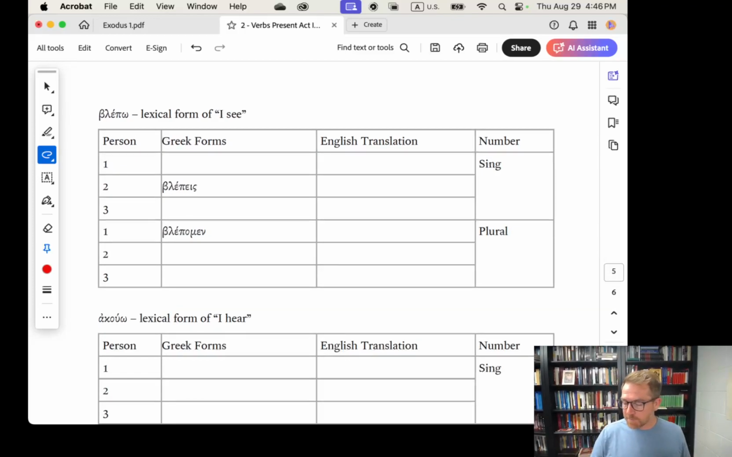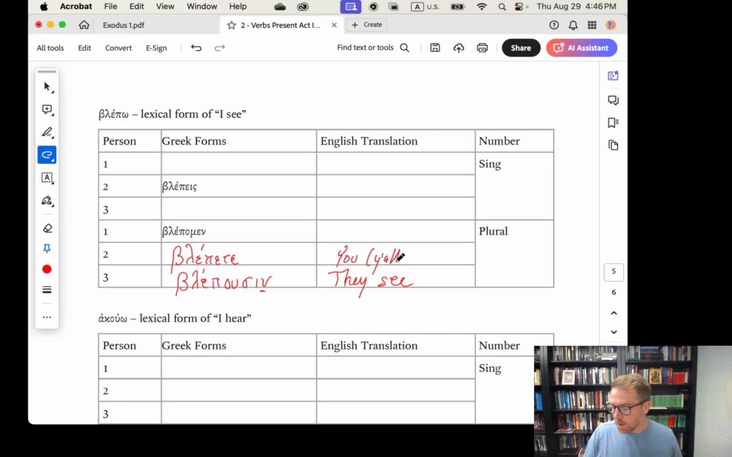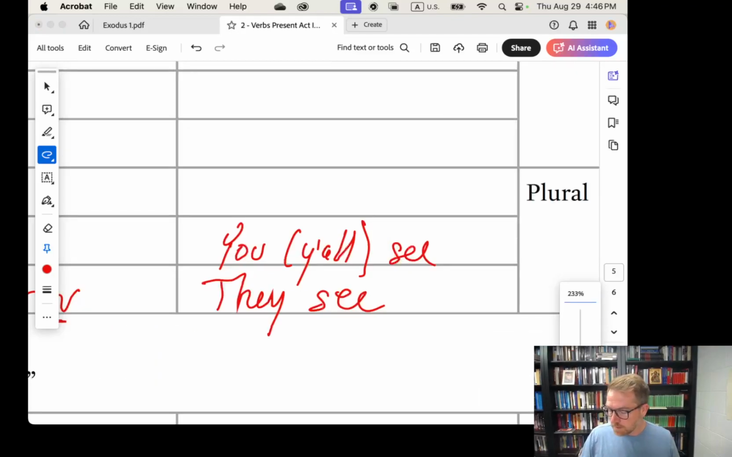Now instead of starting at the top and going down, it's helpful to start at the bottom. So third person plural, they see. That would be blep-usin. Sometimes it has the nu on there. Blep-ete in the second person, you or y'all see. First person plural, blepamen, we see.